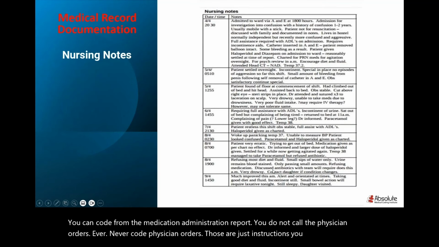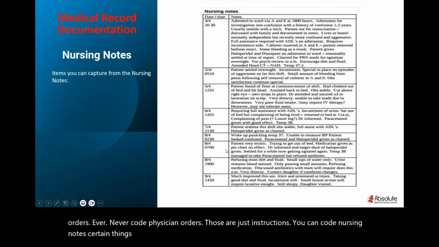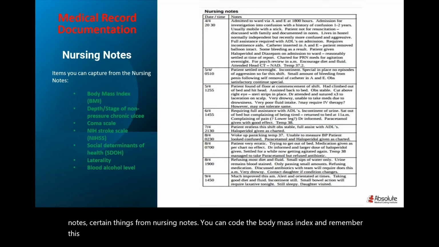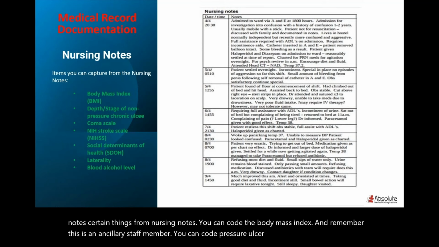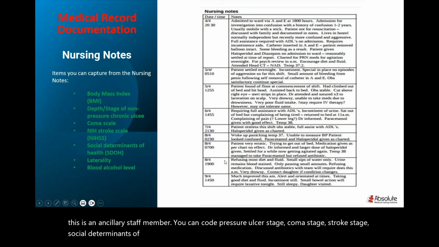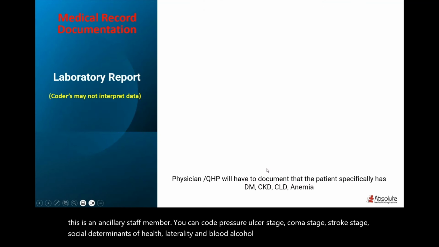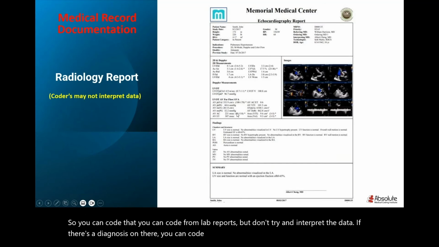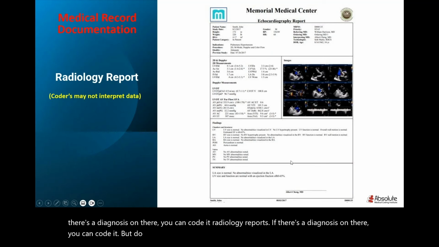You can code certain things from nursing notes. You can code the body mass index. And remember, this is an ancillary staff member. You can code pressure ulcer stage, coma stage, stroke stage, social determinants of health, laterality, and blood alcohol level. You can code from lab reports, but don't try to interpret the data. If there's a diagnosis on there, you can code it. Radiology reports, if there's a diagnosis on there, you can code it, but do not try to interpret the data.